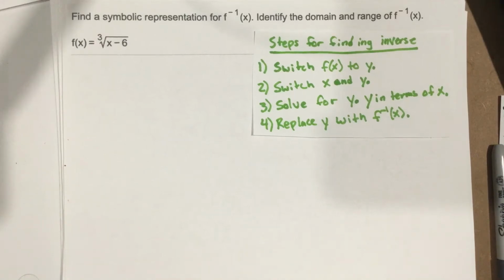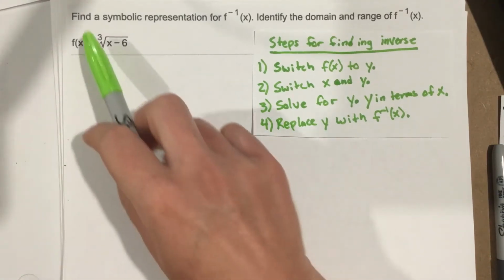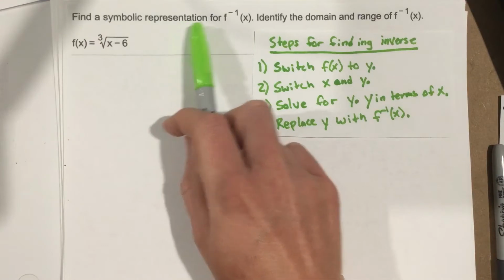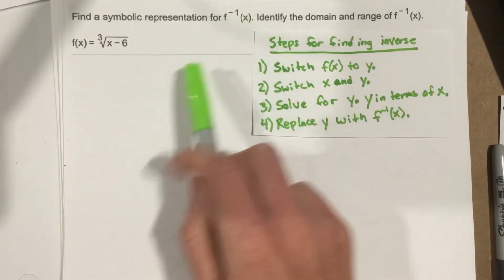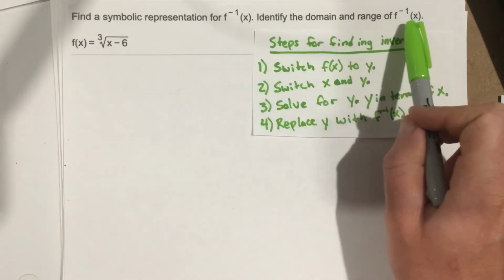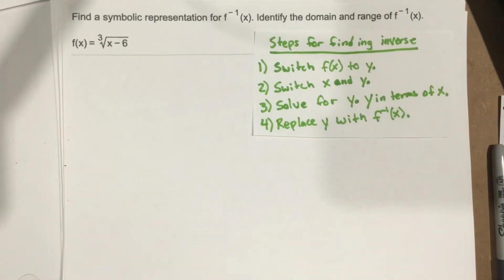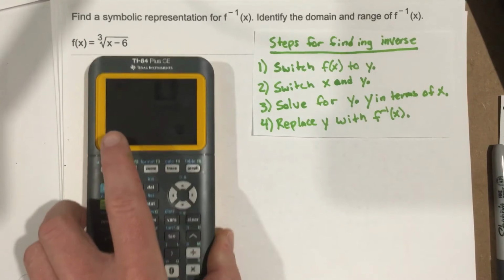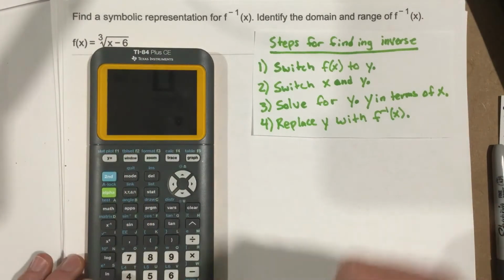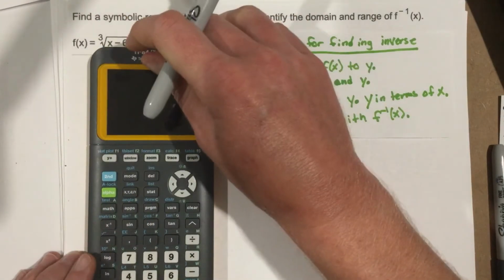This is problem number 11 from section 5.2. It says find a symbolic representation for f inverse of x. Identify the domain and range of f inverse of x. They give us the cubic function, and they want us to find that inverse, but first we need to make sure that this is, and this is not a cubic, it's a cube root function, my bad.